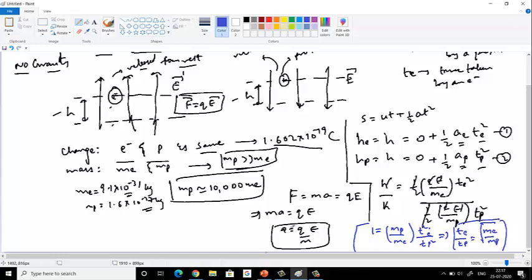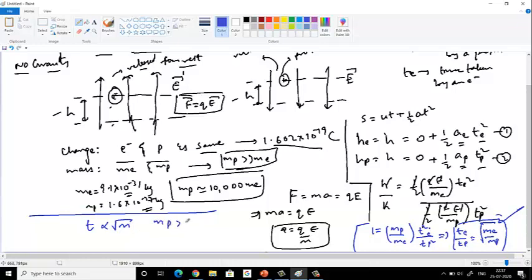Okay, now look at this equation. I'm writing the final conclusion here. From this equation, what can we conclude? That time is directly proportional to the root of mass. That means more mass, more time. Less mass, less time. So whose mass is more?